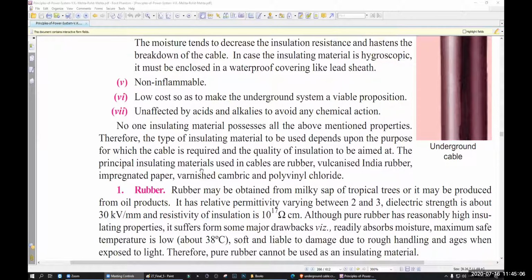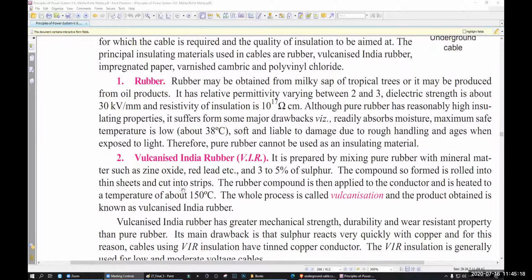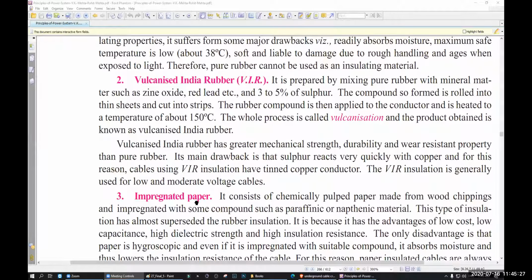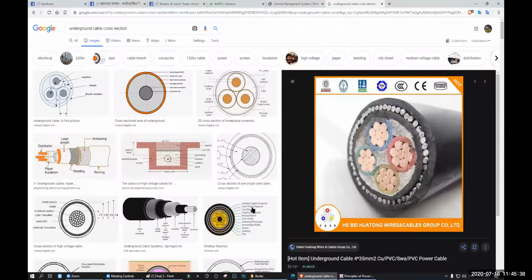The principal insulating materials used in cables are rubbers: vulcanized India rubber or VIR, impregnated paper, varnished cambric, or polyvinyl chloride. Now here, obviously, rubber is one very good source. Vulcanized India rubber, VIR, is a very good source as well. Impregnated paper, that means the paper I have shown you. What is the meaning of impregnated? Impregnated means mixing together or infusing. Okay, this thing, what is that?